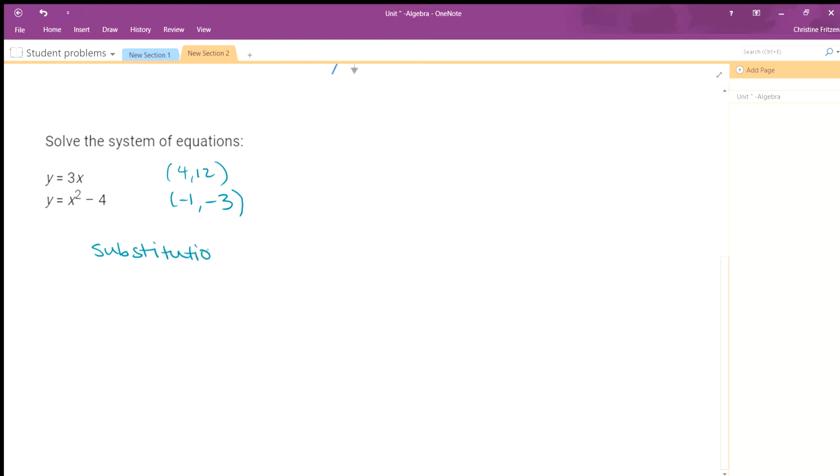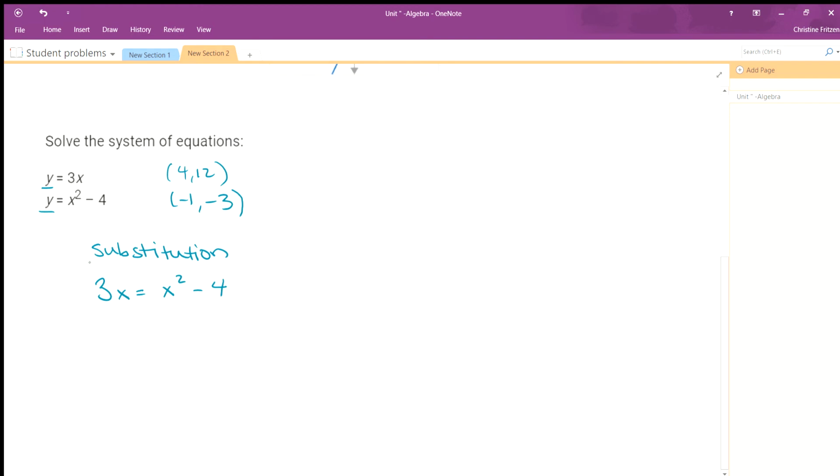So because these are both equal to y, and they both have a y that's by itself, we can say, well, 3x equals y and x squared minus 4 equals y, so therefore they are equal to each other. So I can set them equal to each other. So I have 3x equals x squared minus 4.